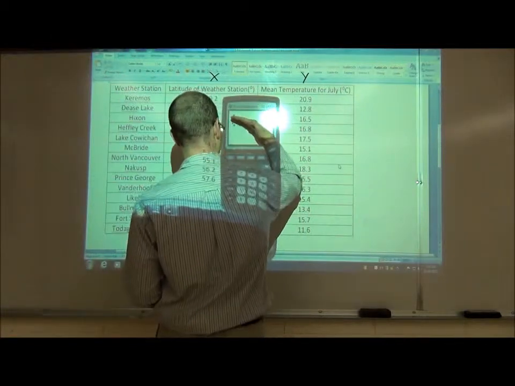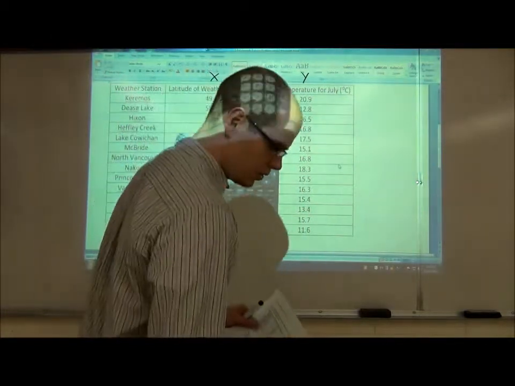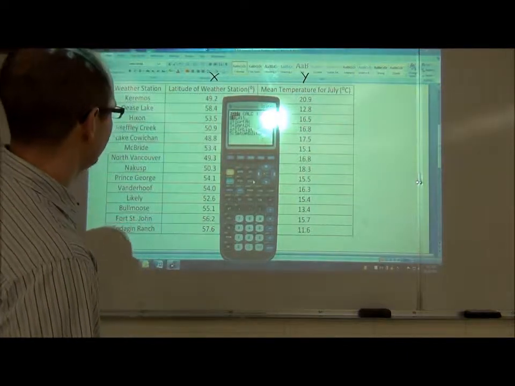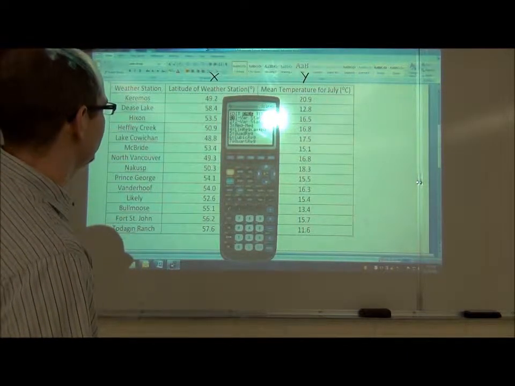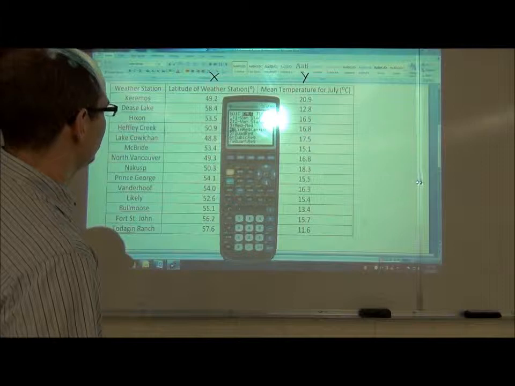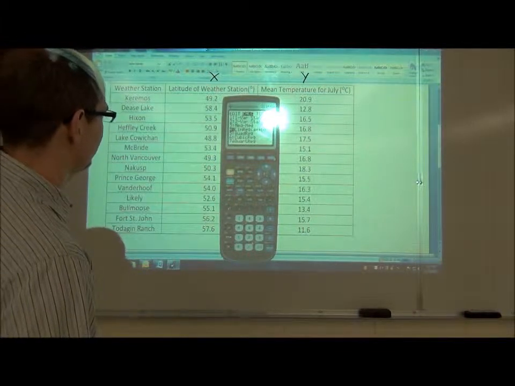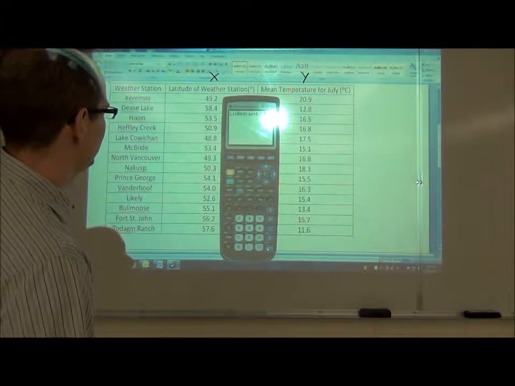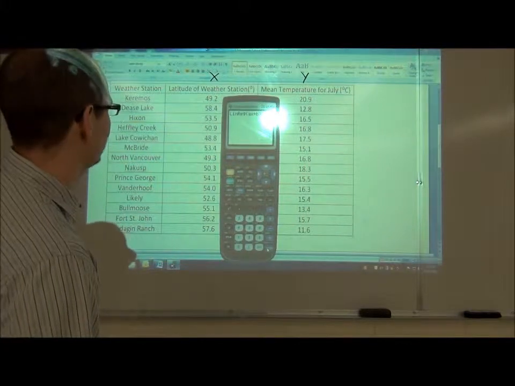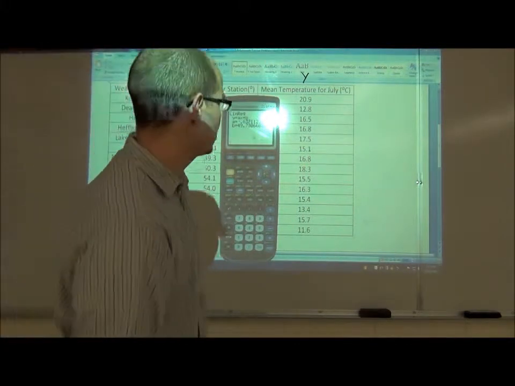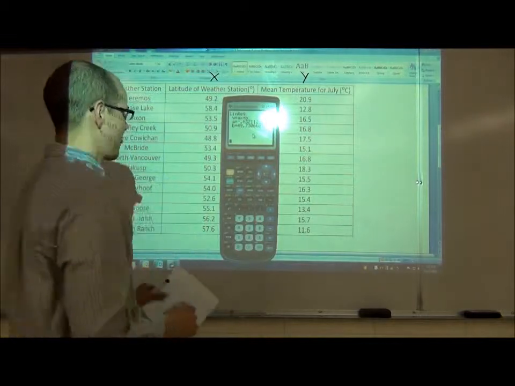Well, you can see here, we need a line. So what you want to do is go into stat and go across to the calculate menu where all the good stuff is. You're going to go down to number 4, which is linreg, that's linear regression. You're going to hit enter there, okay? Because we think this is a line. So you hit enter and it gives you the equation of a line that models the data, okay?